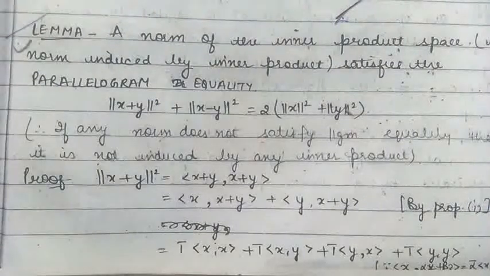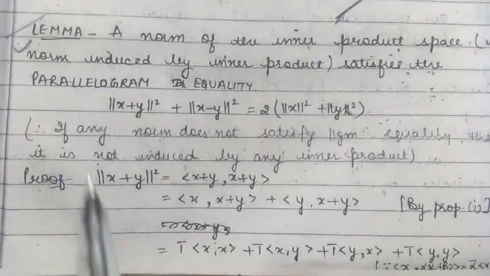Good morning, students. Yesterday we discussed the examples of Hilbert spaces, and today we will discuss the examples of vector spaces which are not inner product spaces and hence not Hilbert spaces. In order to discuss the examples of such spaces, we require a lemma which is called the parallelogram equality. So what is the parallelogram equality?